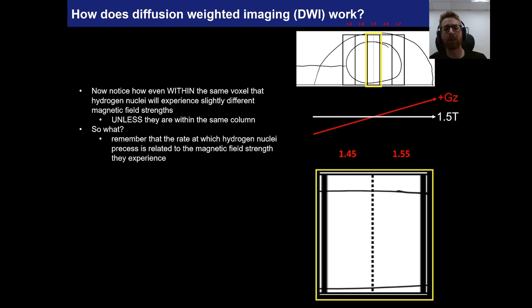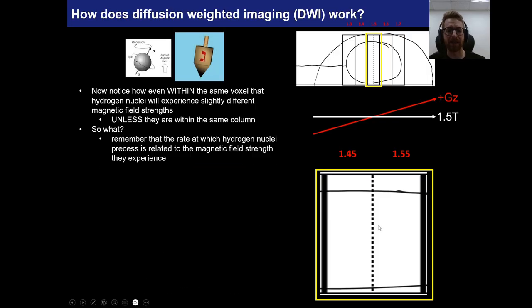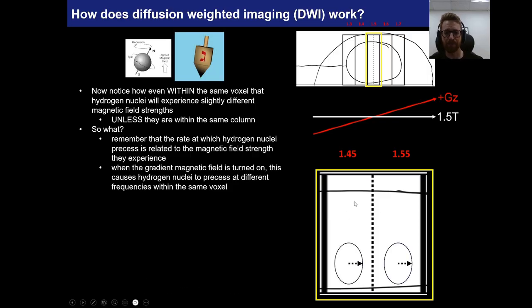Well, remember, the rate at which hydrogen nuclei precess is determined by the magnetic environment that it's experiencing, which is mainly due to the applied magnetic field. So what's going to happen is that the hydrogen nuclei in the left-hand column are going to precess more slowly compared to the right-hand column. So the left-hand column, they only make a quarter turn, and the right-hand column makes half of a turn, while this first lobe of the bipolar gradient magnetic field is turned on, the plus GZ.